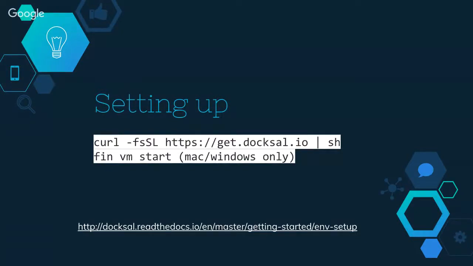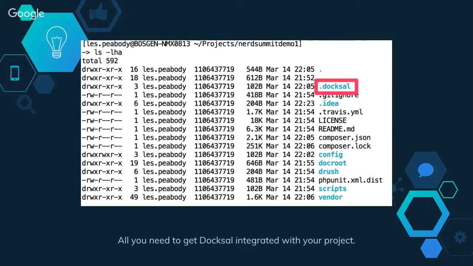This is all you need to do to set up Docksal. They've created this little curl command for you to run. And on Mac and Windows, after you run this command, you need to say fin vm start, which will start up the Docker machine, essentially, and actually get Docker running on your system. Nice and easy. And then to start using it in your project, you just add this directory, .docksal. That's it. Presentation over.